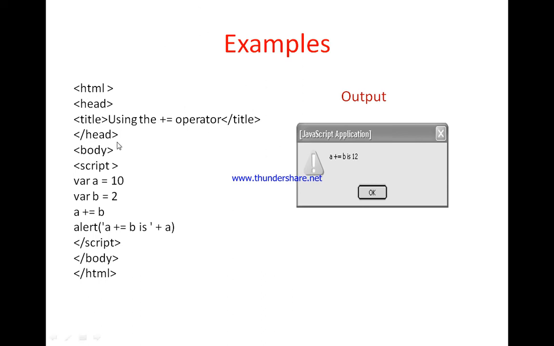Now here in the example, we are using the HTML tag, head tag, title, then closing head tag, then the body tag is started. Now the script tag is started. Inside the script tag we have declared variable a equal to 10, that means we initialize variable a with 10, and b equal to 2, that means we initialize variable b equal to 2. Then a plus equal to b, that means a equal to a plus b.